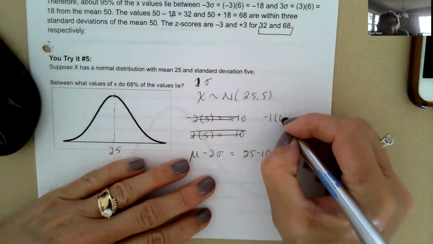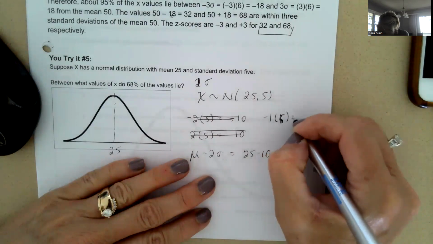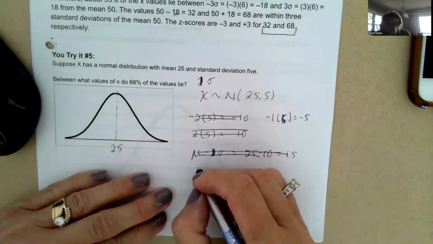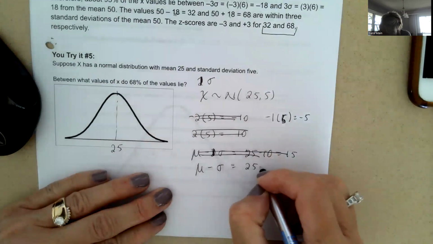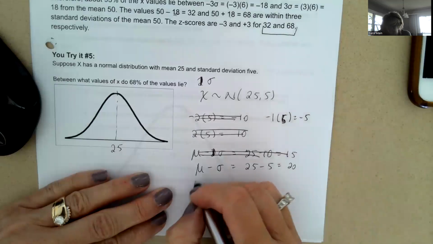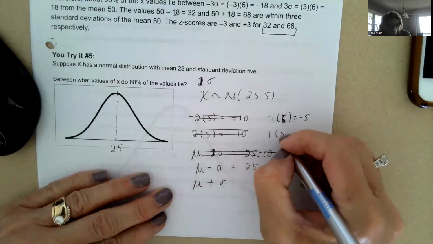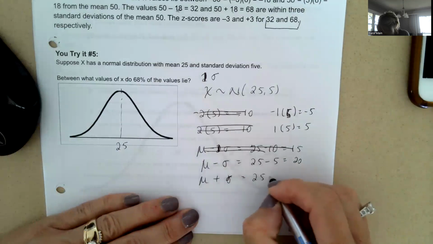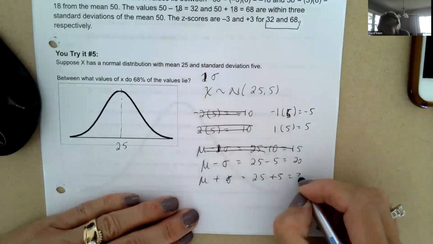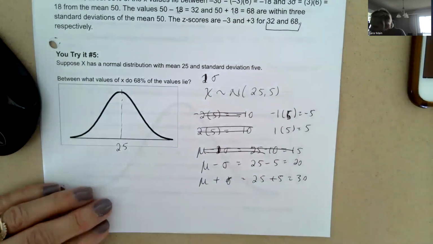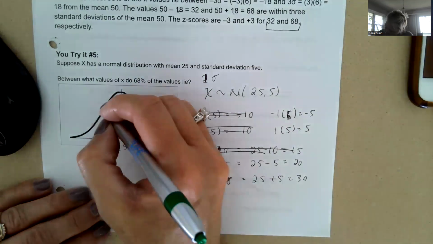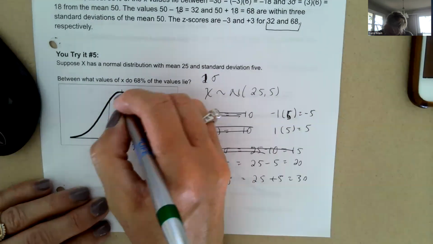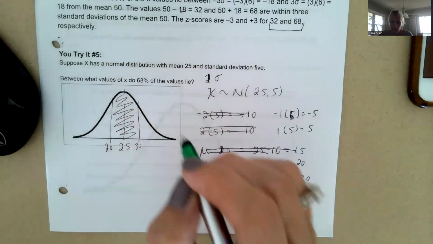So 1 standard deviation would be 25 minus 5, or 20, and then the mean plus sigma, so 25 plus 5 would be 30. So between 20 and 30. So right here, between 20 and 30 is where 68% of our data values should lie.